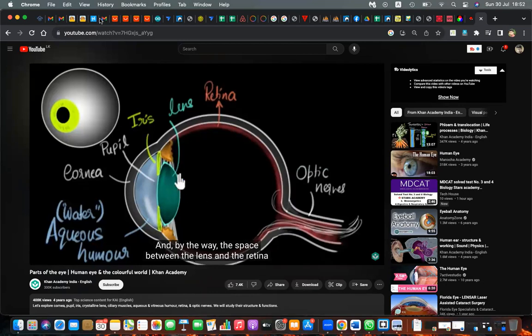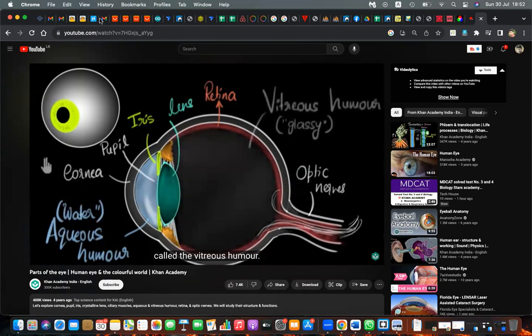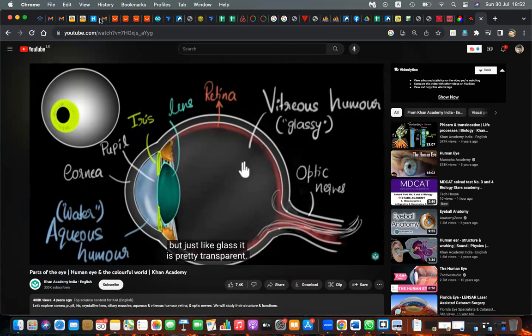And by the way, the space between the lens and the retina is filled with a jelly kind of transparent substance called the vitreous humor. The word vitreous means looks like glass. Of course, it's not made of glass, it's made of organic substance. But just like glass, it is pretty transparent. So it's a jelly-like transparent material, and its job is to maintain the shape of our eyes. Without this humor, our eyes could get easily crushed under the weight of the stuff that is on top of it. So the vitreous humor is a transparent jelly-like substance, but it's watery.